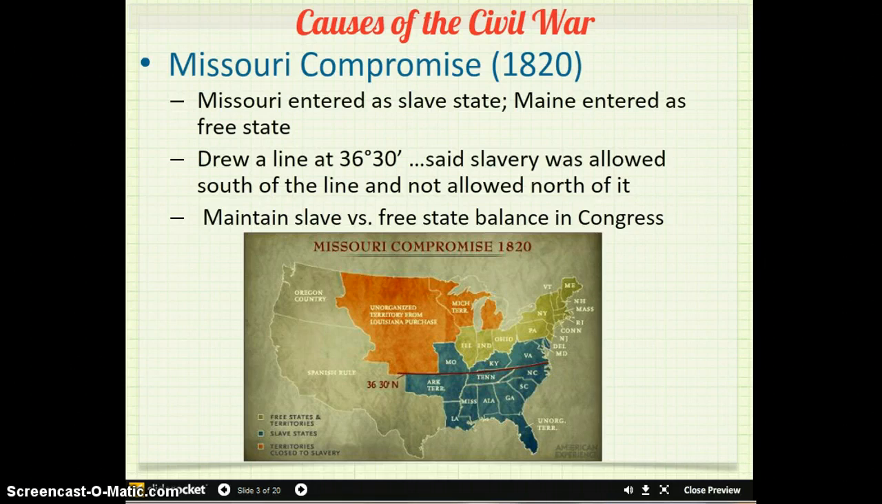So the compromise says that Missouri would enter as a slave state, Maine as a free state, and this compromise drew a line at the 36-degree parallel and said that slavery would be allowed south of the line in the future and not allowed north of it. The importance of this compromise was to try to maintain the slave versus free state balance in Congress.